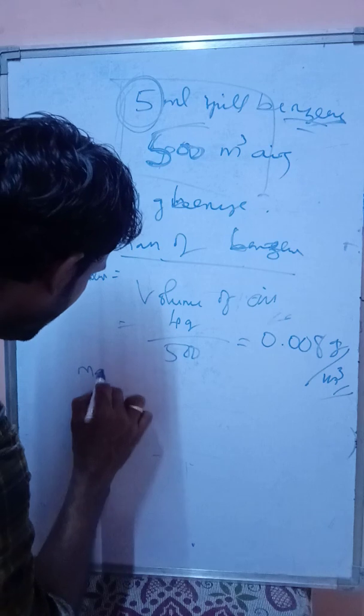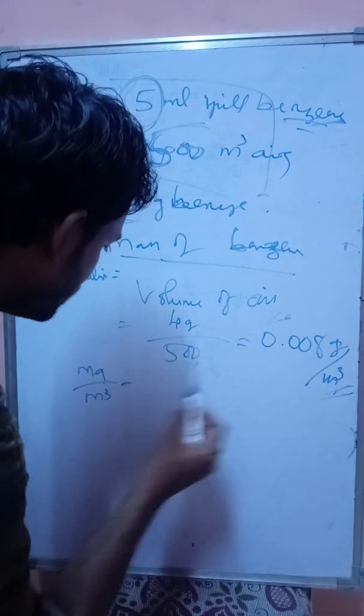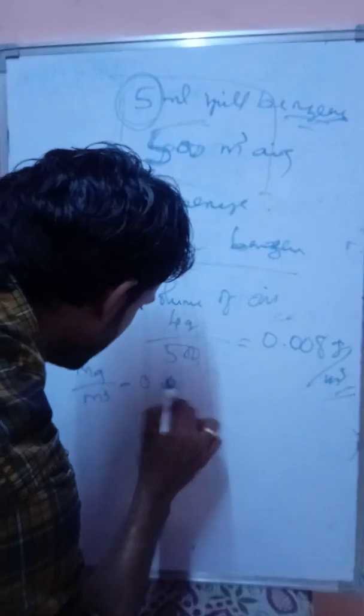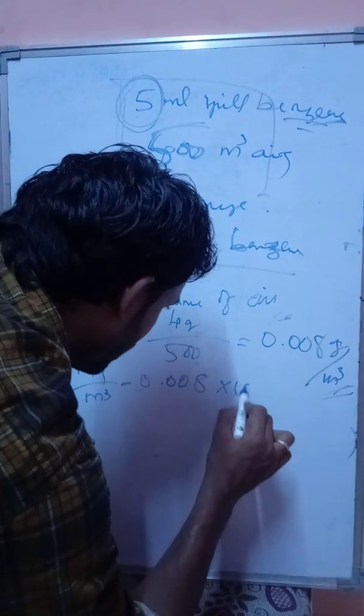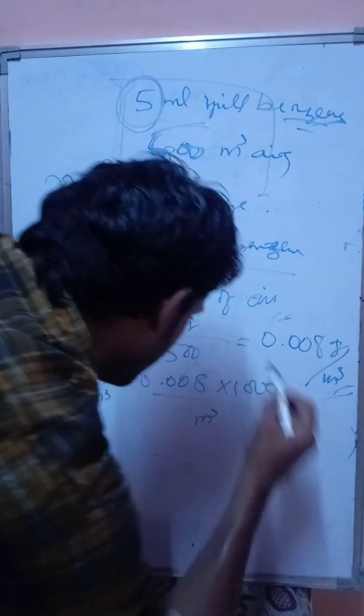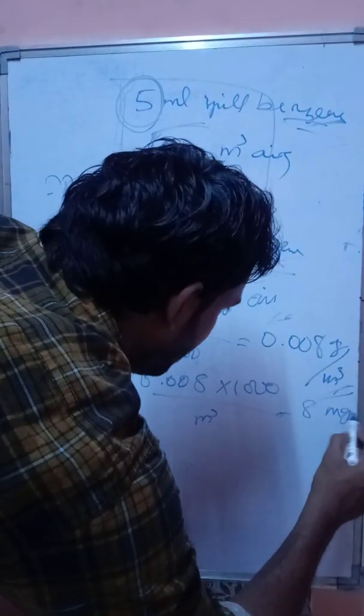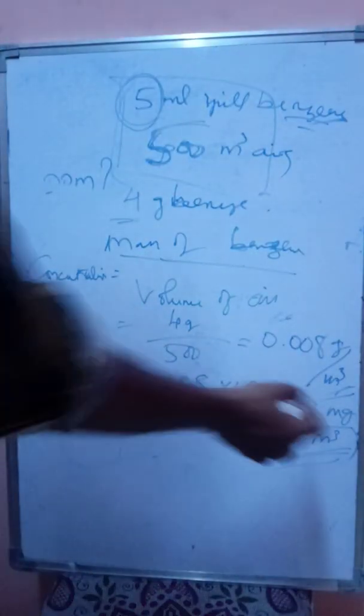We need it in milligram per meter cube. Here we have gram per meter cube. So to convert, 0.008 into 1000 gives 8 milligram per meter cube. Now you know that it is in milligram per meter cube.